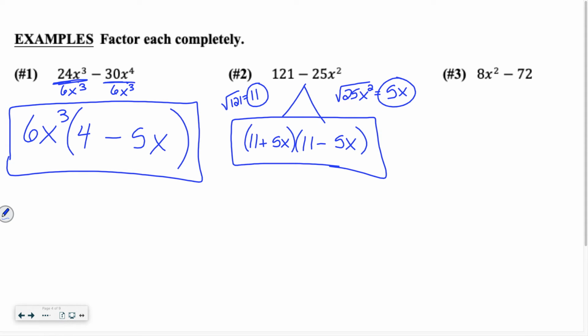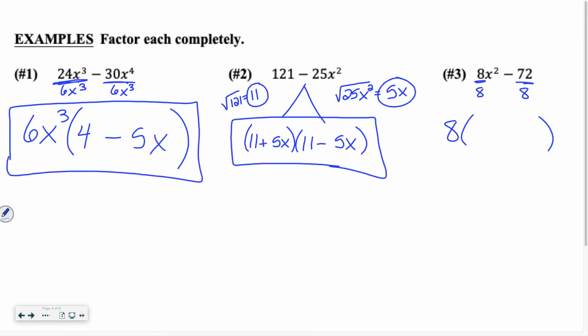Okay, and then we go to number 3. Number 3, and again, if I'm moving too fast, just hit pause. For number 3, we have two terms. We always check for a GCF first. We can divide 8 and 72 by 8. So we're going to divide these by 8.